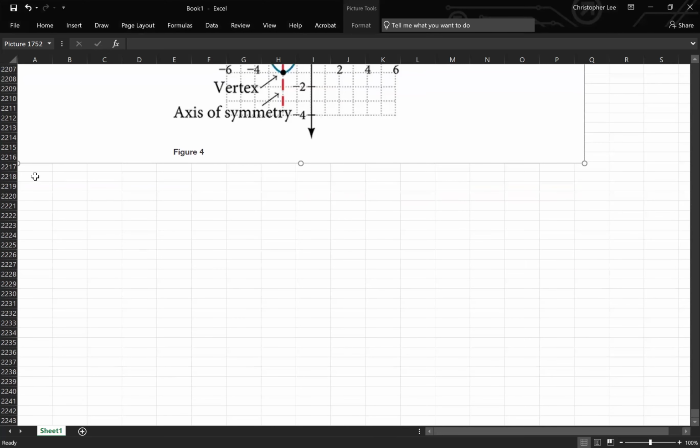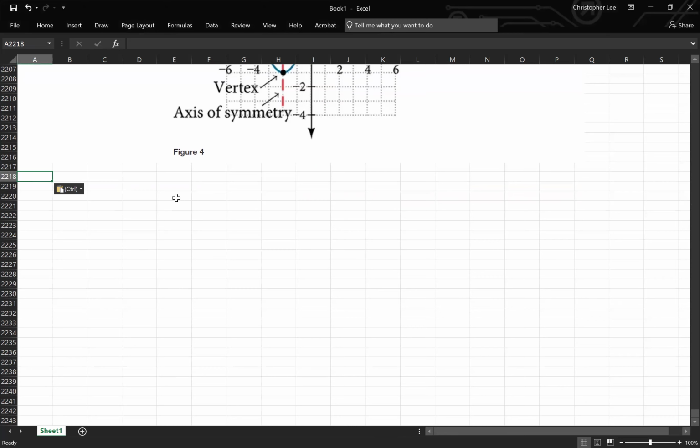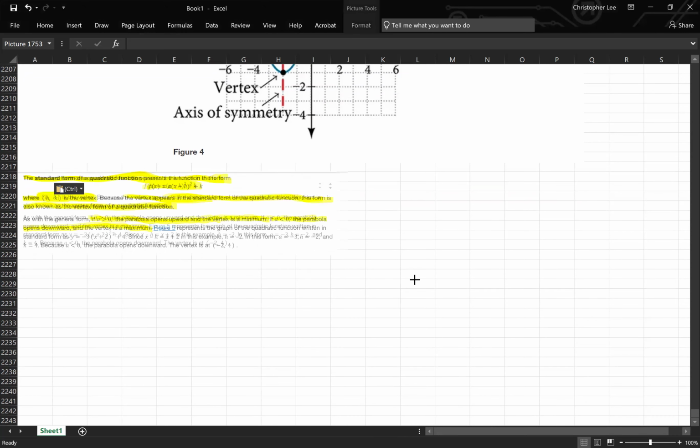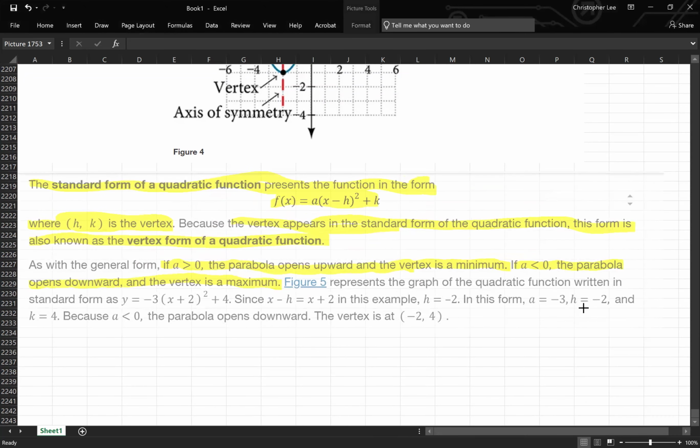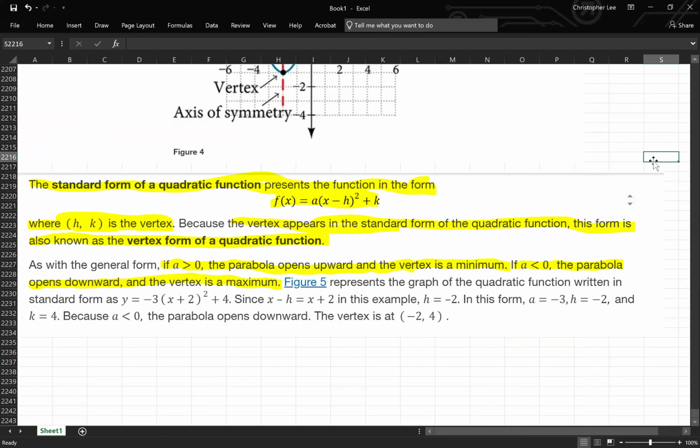So let's talk about another form that this could come in. It's something that we need to know real quick. It has its advantages and its disadvantages. So the standard form of the quadratic function presents the function in the form f of x is equal to a times x minus h squared plus k, where h comma k is the vertex. Because the vertex appears in the standard form of the quadratic function, this form is also known as the vertex form of a quadratic function, right?